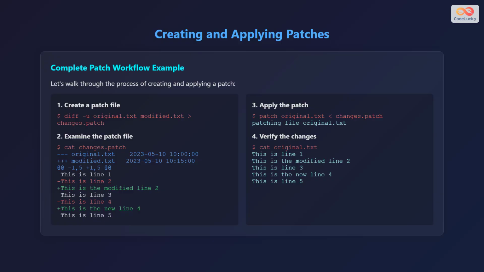After creating the patch file, apply the patch using the command patch original.txt < changes.patch. Finally, verify the changes by using the command cat original.txt. The output will show the updated content of the original file.